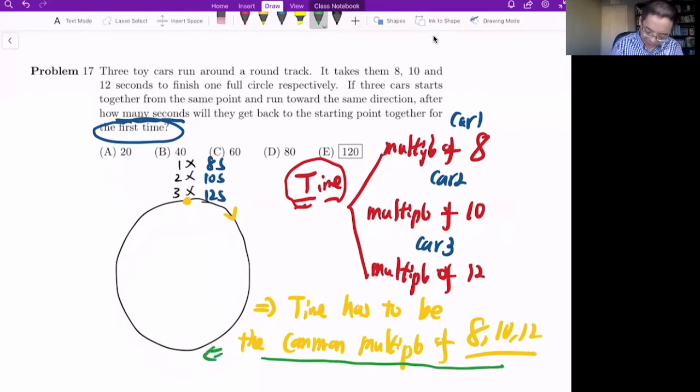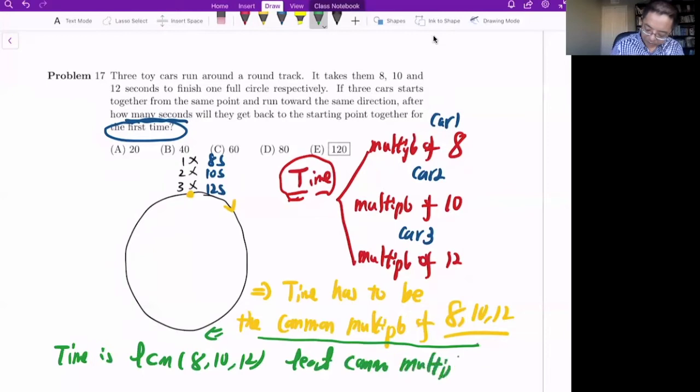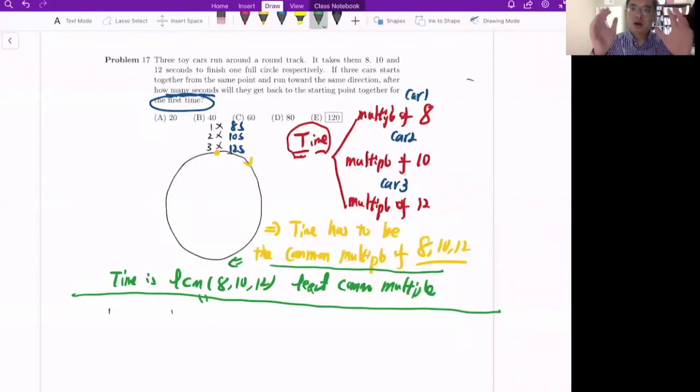So after this, what shall be the time? We get the time is the LCM of these 3 numbers, 8, 10, and 12. So this is the least common multiple, right? At this point, we need to find the least common multiple of the 3 numbers, 8, 10, and 12, which means we need to find the smallest number that is a multiple of all these 3 numbers.